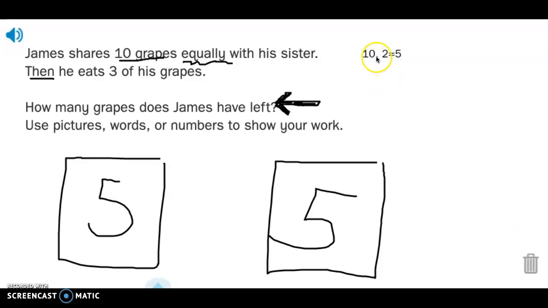Why would that be my first number model? Why would 10 divided by 2 equal 5 be my first number model? Because we started with 10 grapes, and then what did we do? We split them into 2 equal parts, 1, 2. I need to split 10 into 2 groups. So I divided it by 2. And why does it equal 5? It's because each person got 5. That is my first number model.